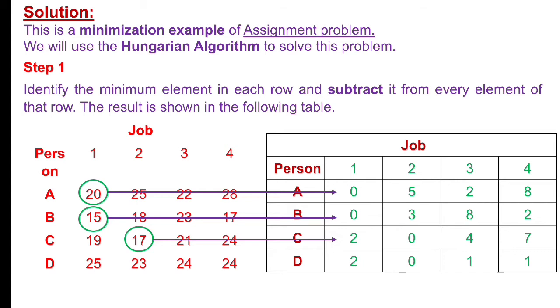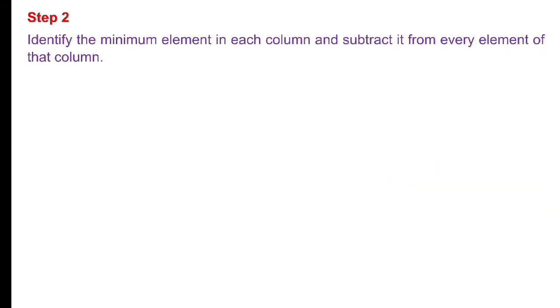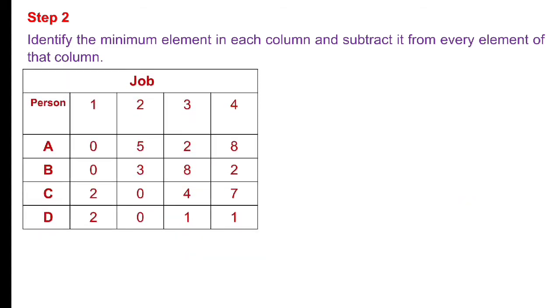Then the fourth row minimum is 23. Subtract it from the other values. 25 minus 23, 2. 23 minus 23, 0. 24 minus 23, 1. 24 minus 23, 1. This is the way we subtract the smallest value from the other values in each row. Then step 2 works on the previous result: from there, column-wise we need to consider. So previously we got this matrix after subtracting.